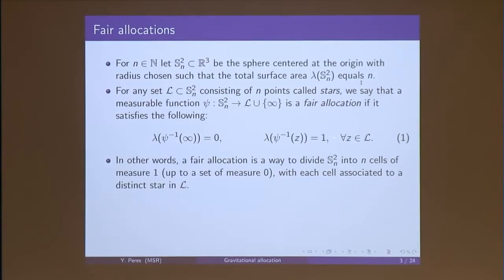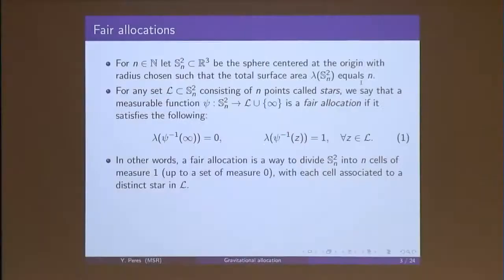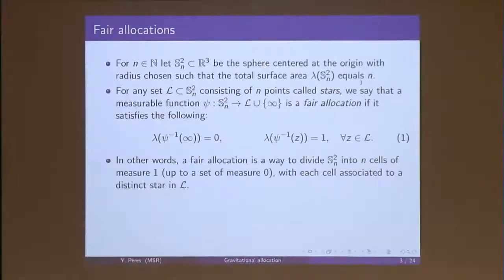So here, if we normalize that the area of the manifold is exactly n, then it means that the area of each pre-image will be exactly 1. Okay, so we'll tend to do that. And then there could be some points that are just unmapped, and then we'll just formally map them to infinity. We have to ensure that that's a zero measure set. Okay, so that's the definition of fair allocation.